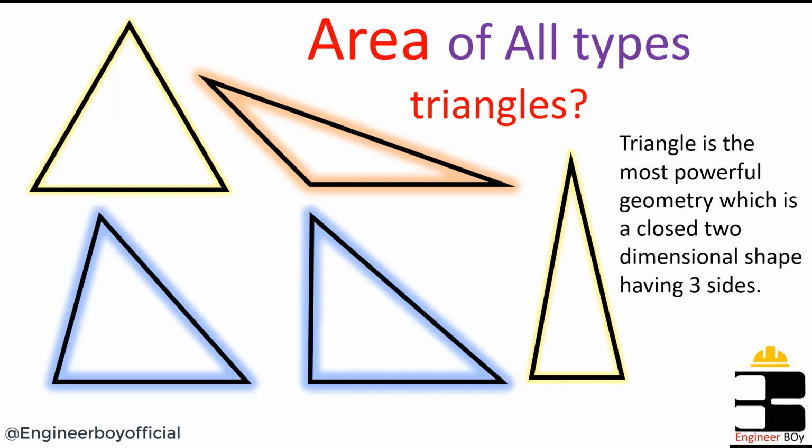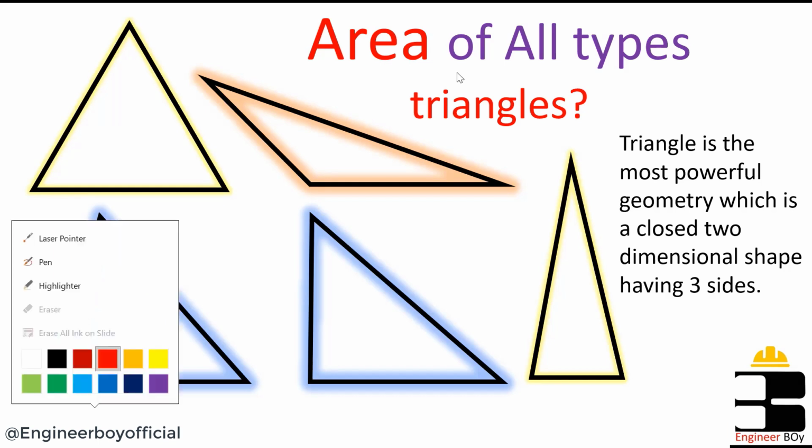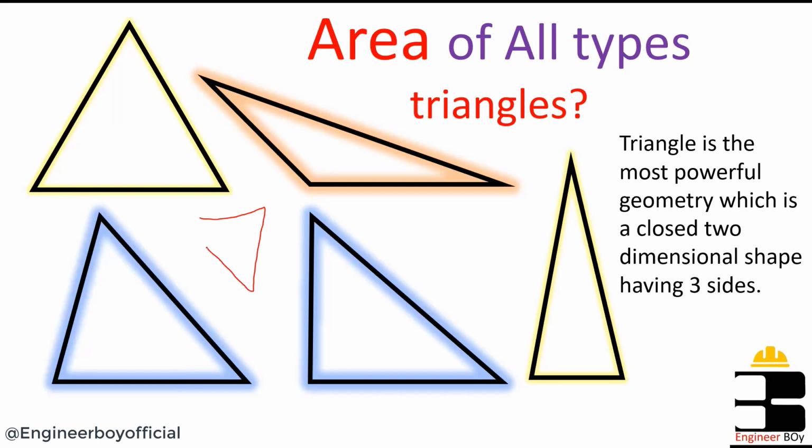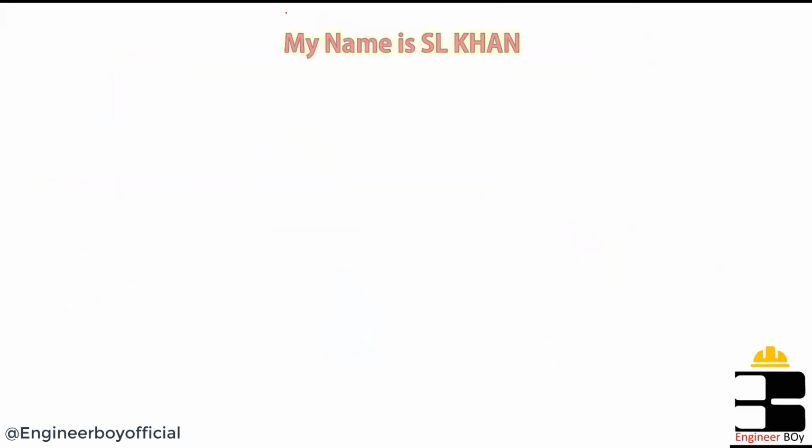If I say there is a triangle like this one, let me just draw it. This thing has three, you can say, sides, but it is never a triangle because it is open over here, okay? It is never closed. So triangle should be closed because it is a 2D geometrical shape.